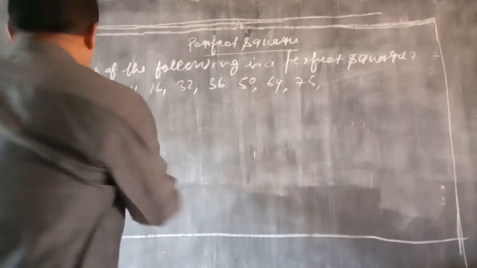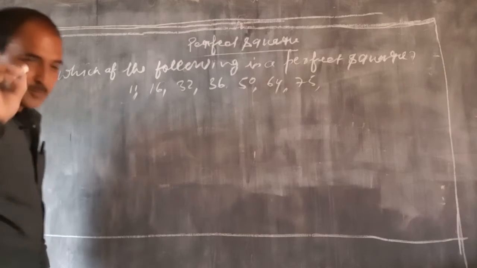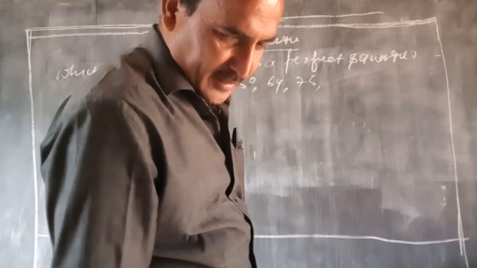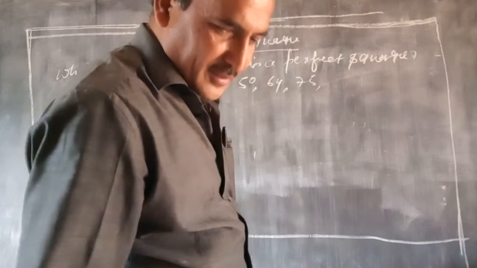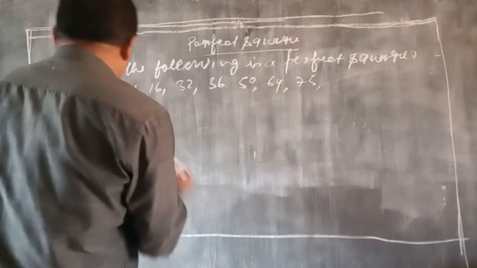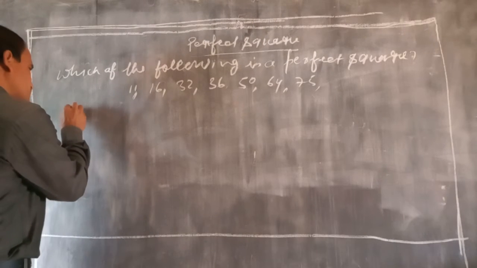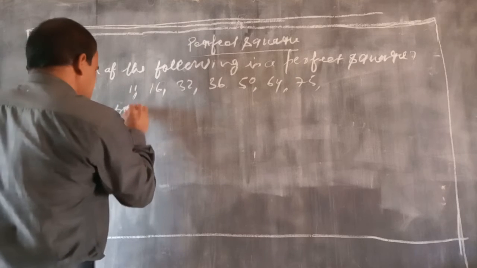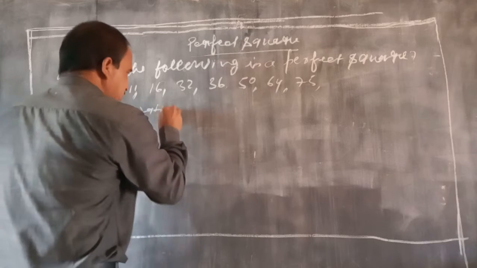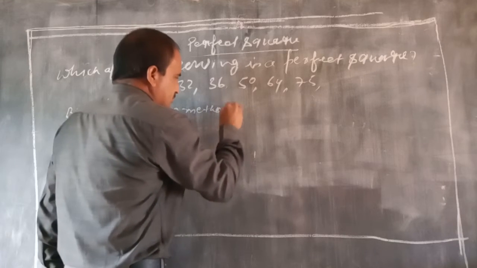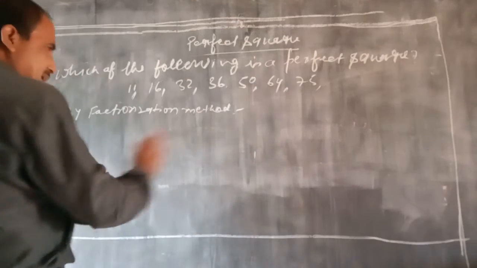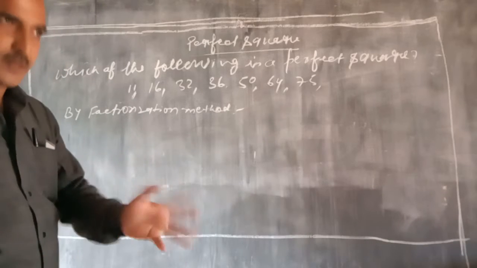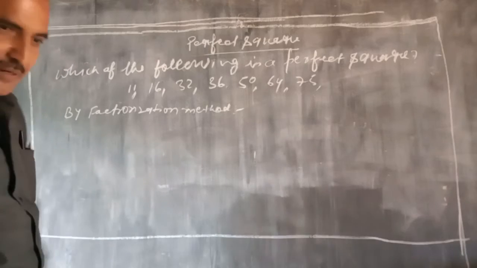And to find the square root of any number, the first method is the factorization method, which we studied in earlier classes. In this method, you have to find the prime factors of the given number.